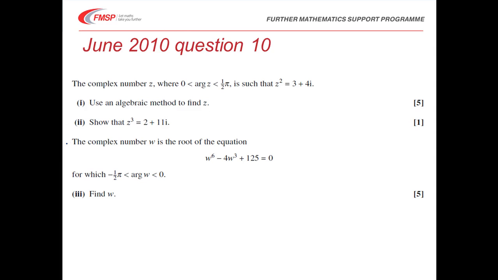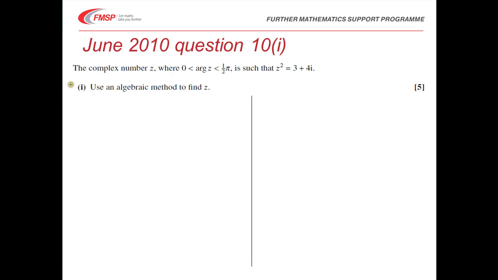We're then given another complex number w, or omega, which is the root of the equation w to the power of 6 minus 4w cubed plus 125 equals 0, and the argument this time is between minus a half pi and 0, and we're asked to find w, or omega.